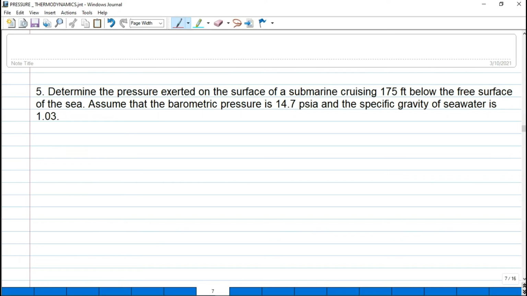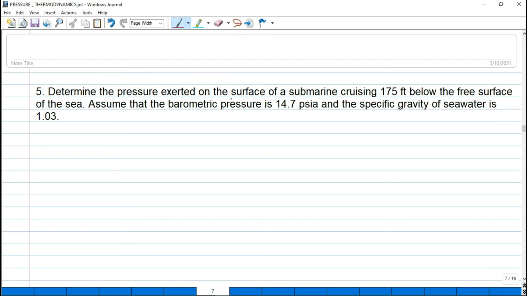So let's proceed to this fifth problem. Determine the pressure exerted on the surface of a submarine cruising 175 feet below the free surface of the sea. Assume that the barometric pressure is 14.7 psi and a specific gravity of seawater that is 1.03.